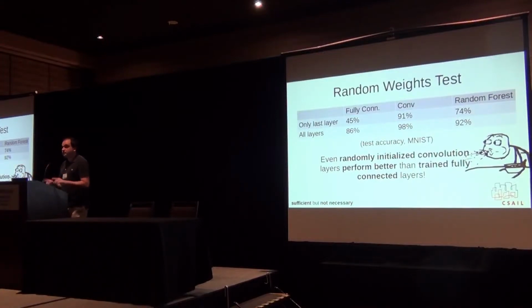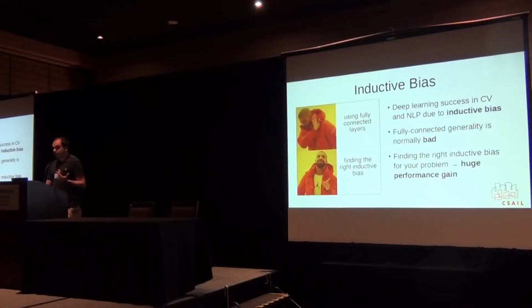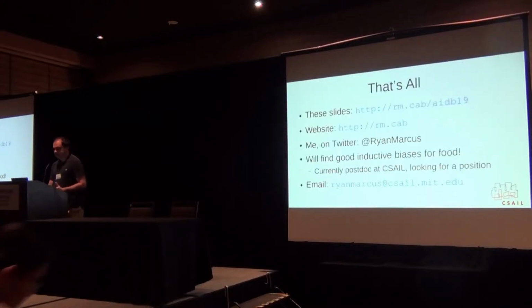So this is surprising, and we should pay attention to it, because it means deep learning isn't just something we can add in and stir and it's all magic. It means we need to pay attention to how we architect our networks. So in conclusion, deep learning in computer vision and natural language processing has had huge success because of well-designed inductive biases. If you see a fully connected layer that's giving you a level of generality, that might actually be hurting you. And finally, finding the right inductive bias for your problem is probably the biggest single thing you can do to get more leverage from a network. That's it.